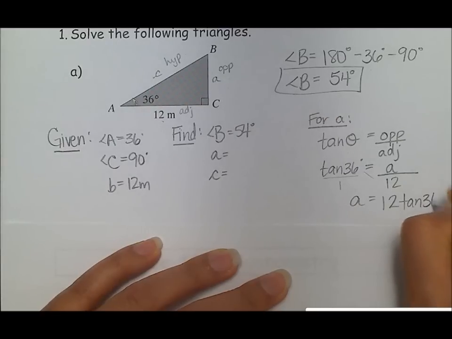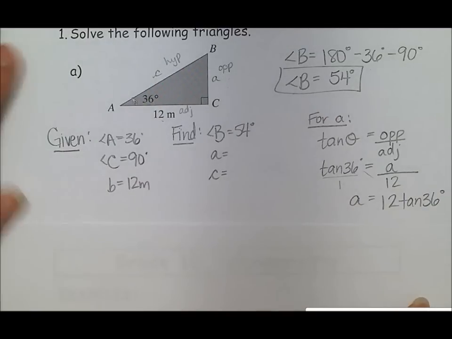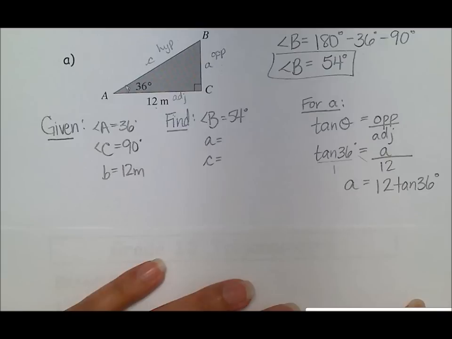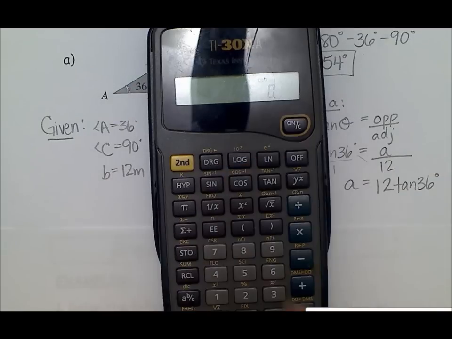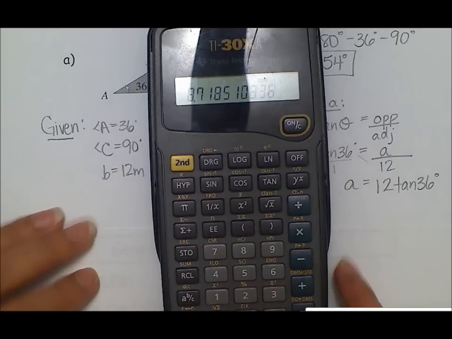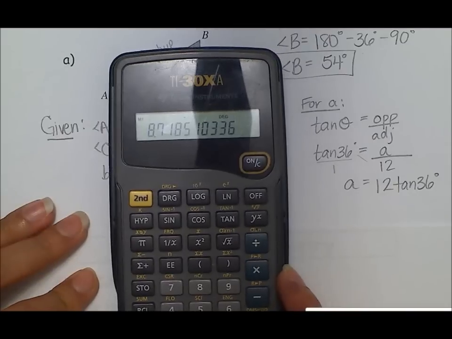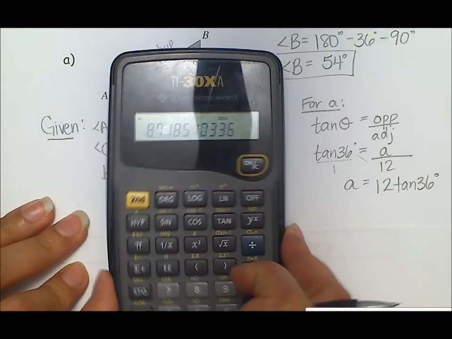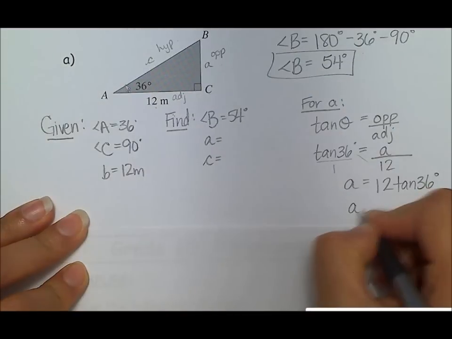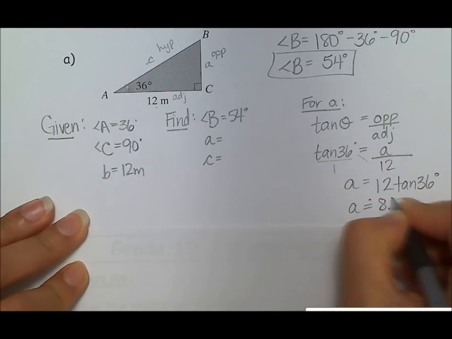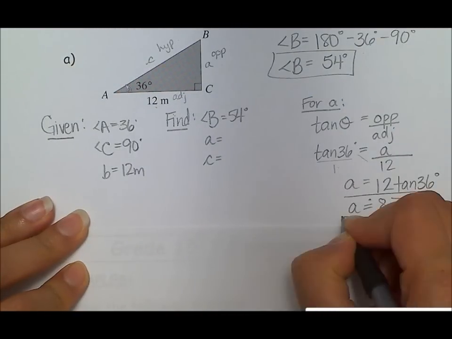Okay, and that part there I can do on my calculator. So I have my calculator ready here. And I get about 8.7 meters as my side length, approximately. So A is approximately 8.7 meters. And I'll label that here as well.